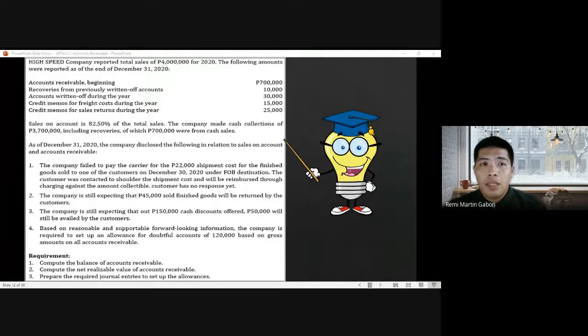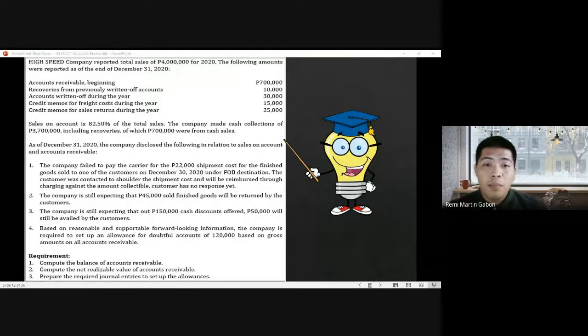Out of cash collections of 3,700,000, cash sale daw yung 700,000. Okay, cash sale collection. If magkano naman yung cash from credit transaction? Magkano? 3,700,000 minus 700,000. Magkano yan? Okay. So that is correct. It's 3 million. So 3 million.